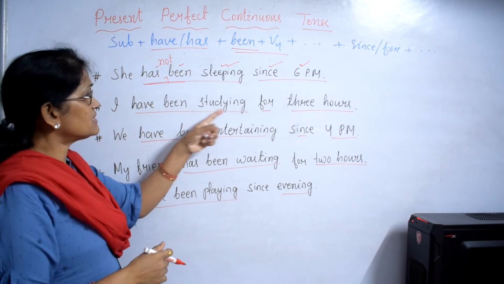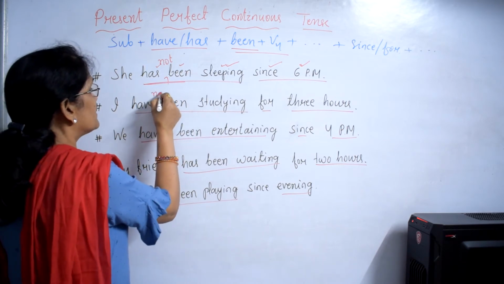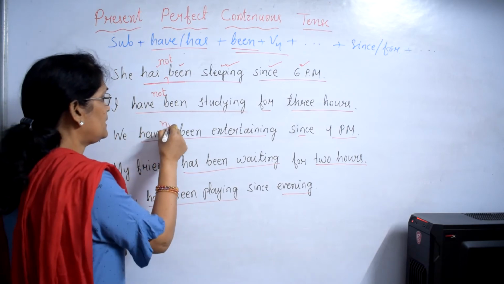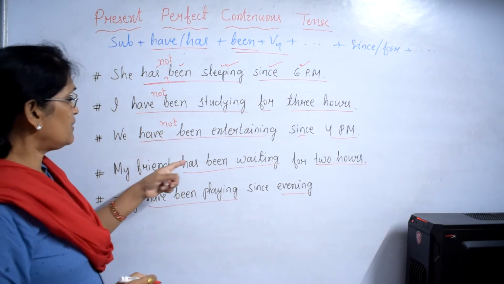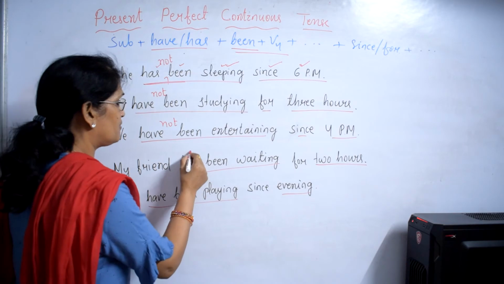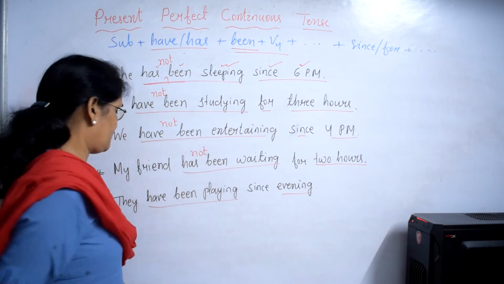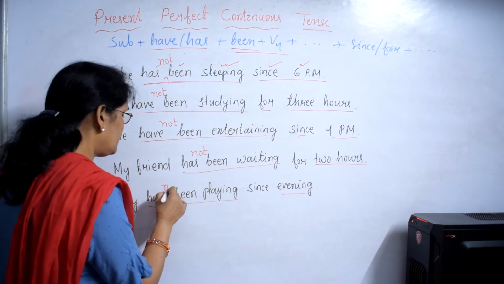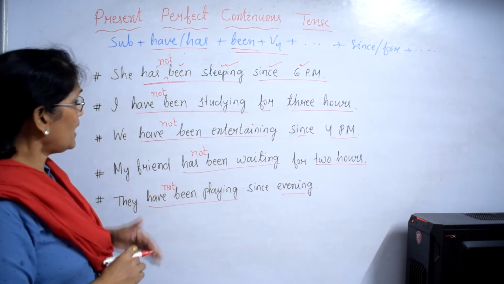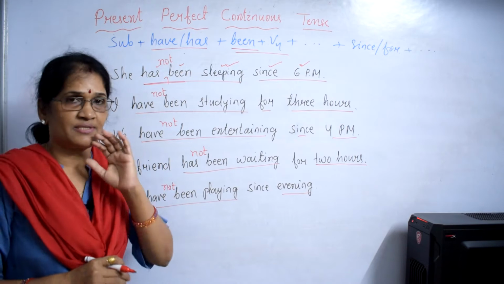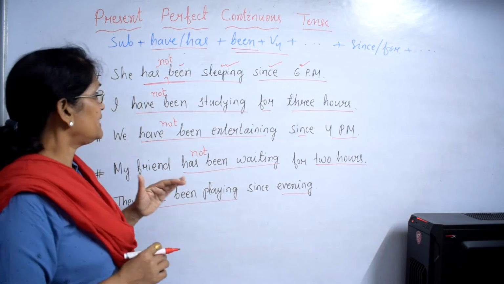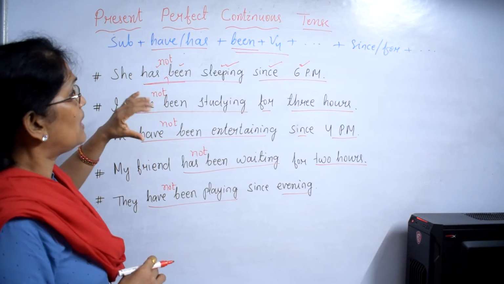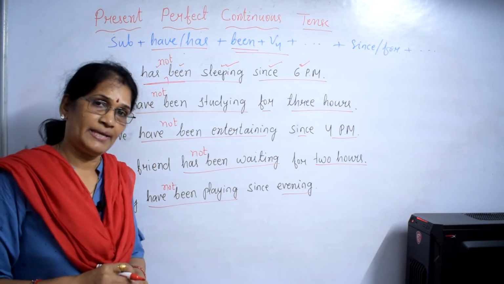I have been studying, I have not been studying. We have been entertaining, we have not been entertaining. My friend has been waiting, my friend has not been waiting. They have been playing, they have not been playing. Okay, we put not just after the first auxiliary. Get it? So we get how to change one sentence into negative.